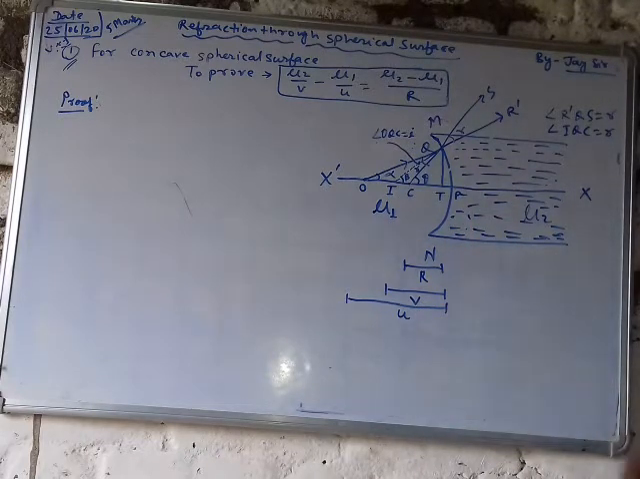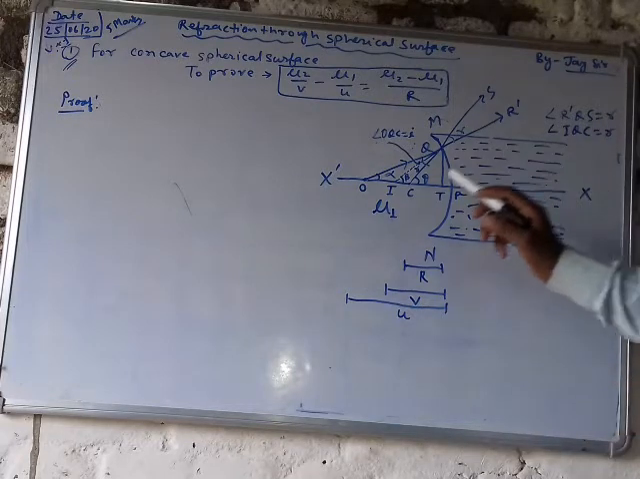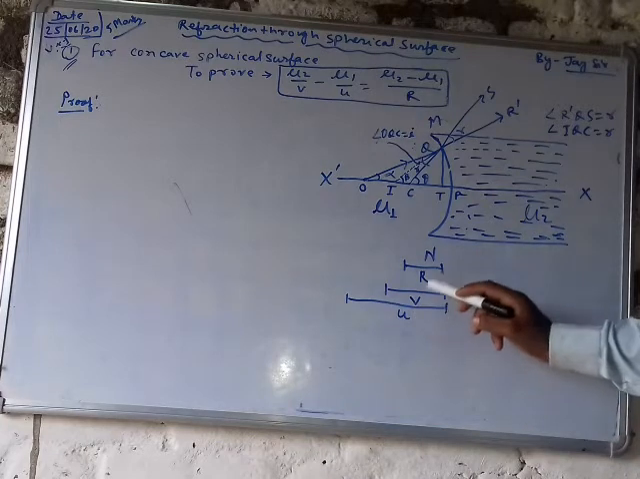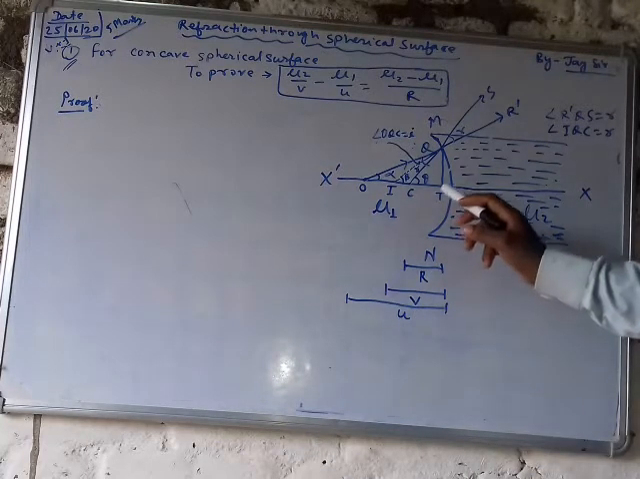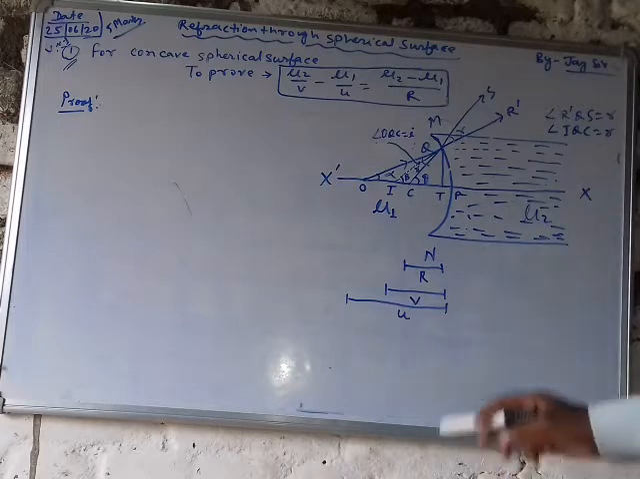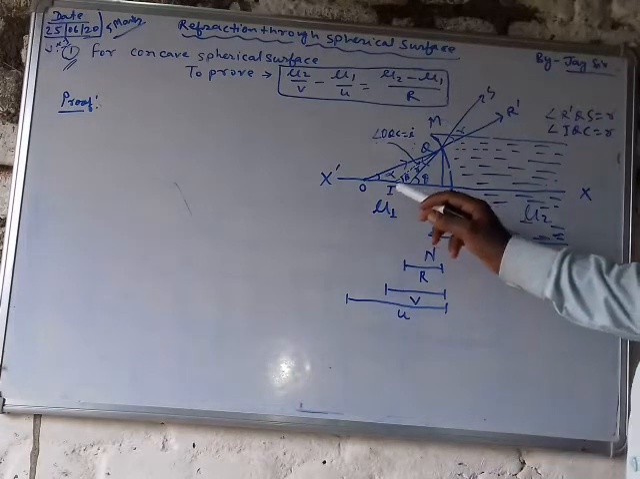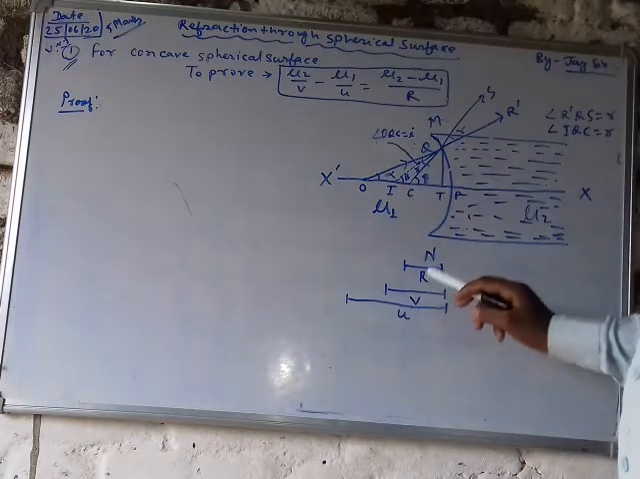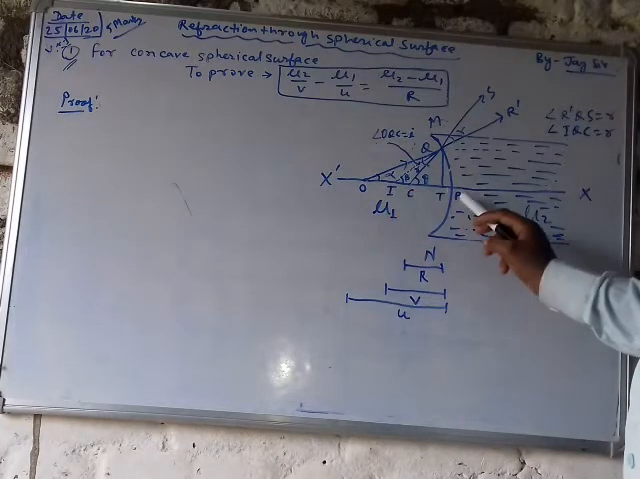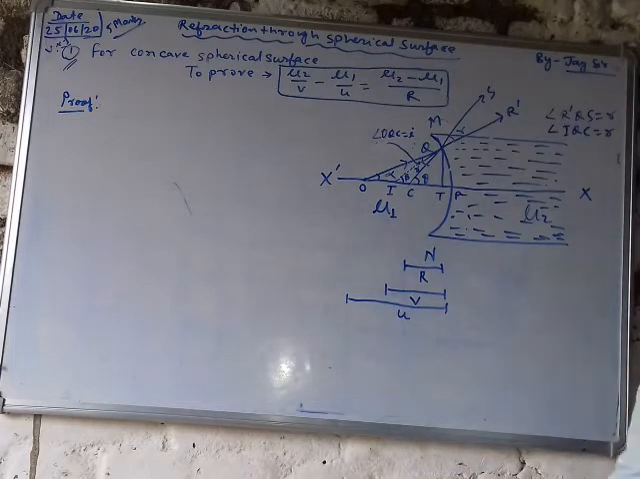From the sign convention we can clearly see all these terms: the distance between P and C is taken as r, the center of curvature; the distance from I to P is taken as v, the image distance; and the distance from O to P is taken as u, the object distance.